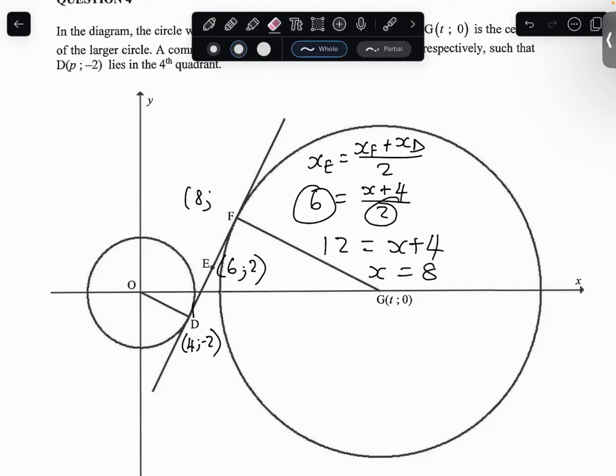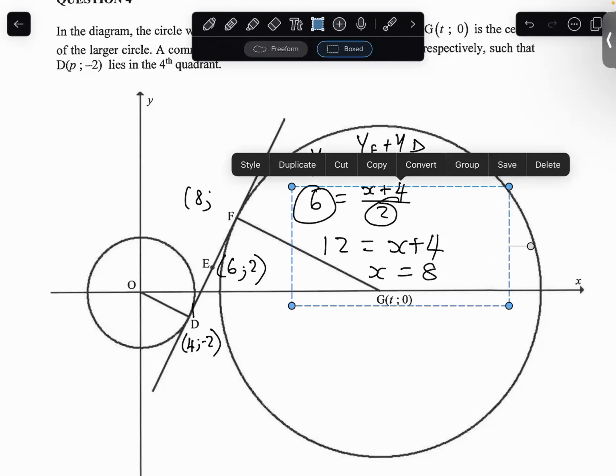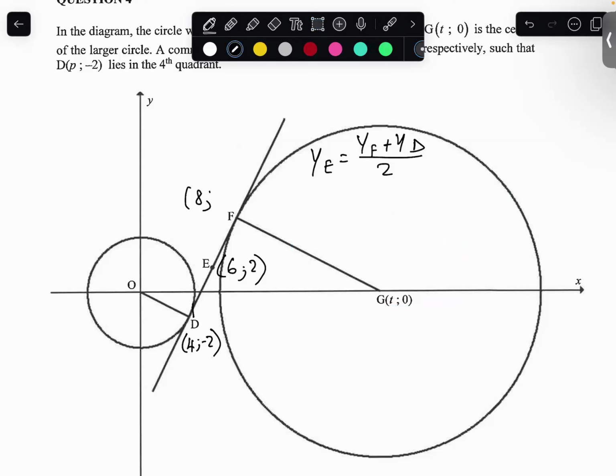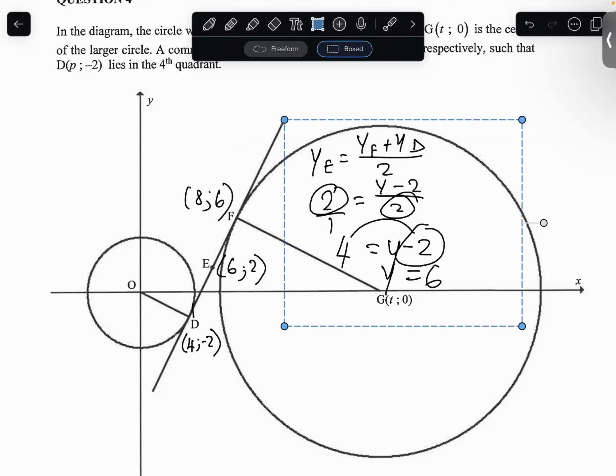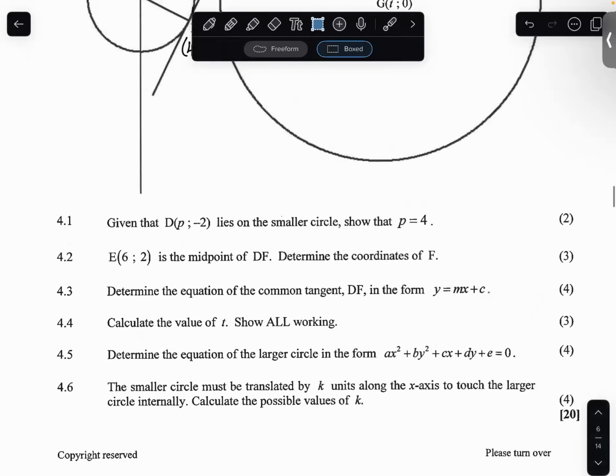And then we're going to do the same thing for y. It's y of E is equal to y of F plus y of D all over 2. That's a y, that's a y, that's a y. This all goes away. We have y of E to be 2. Y of F is what I'm looking for. Y of D is minus 2 all over 2. Cross multiply. That's 2 times 2 gives me 4 is equal to y minus 2. Take that minus 2 over. It gives me y is equal to 6. So the corresponding y coordinate of F is 6. All right. So F's coordinates here were (8, 6).